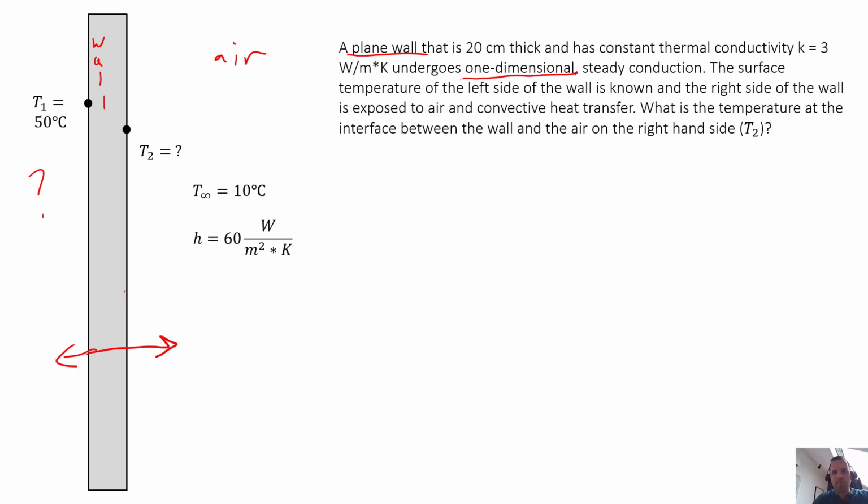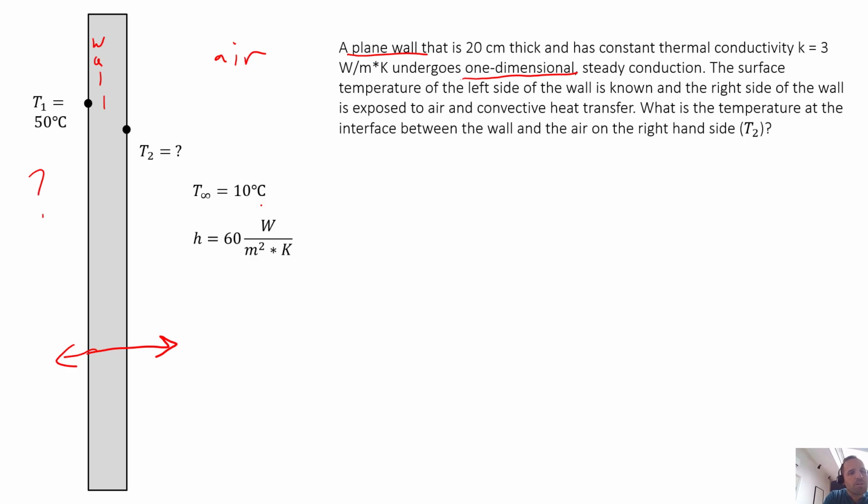So what we want to do here is find this interface temperature at the wall surface and the air, which is this T infinity equals 10 degrees Celsius. So it's important to look at the problem and try to understand what's happening. Remember that the driving force for heat transfer is a temperature difference.